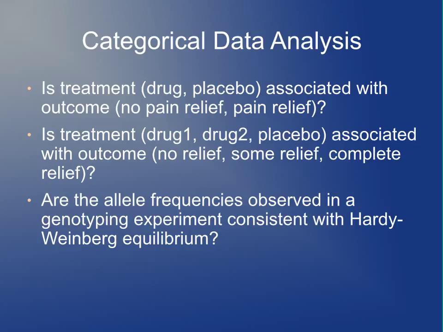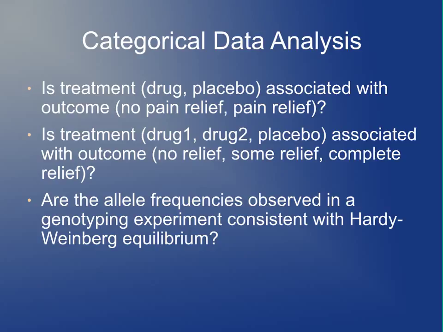For example, say that you administer a drug and a placebo to the participants in a study, and they either report pain relief or no pain relief, a binary outcome. In this case, they fall into one of four categories: drug with pain relief, drug with no pain relief, placebo with pain relief, and placebo with no pain relief, and you just have a count of each one. Or maybe you have three categories of no pain relief, some pain relief, or complete pain relief.